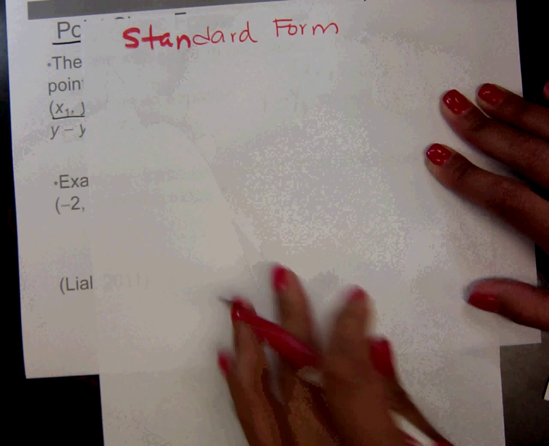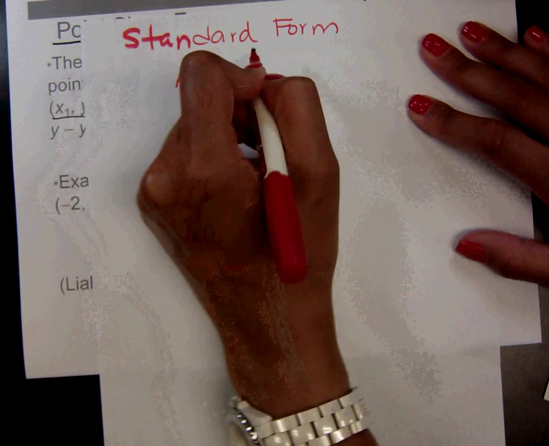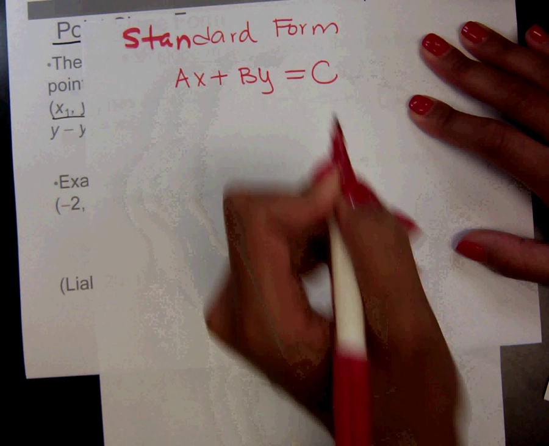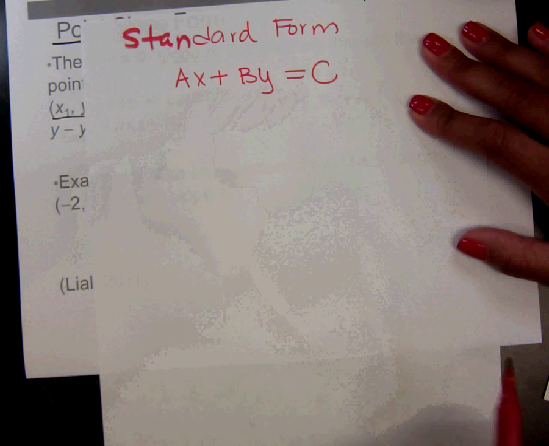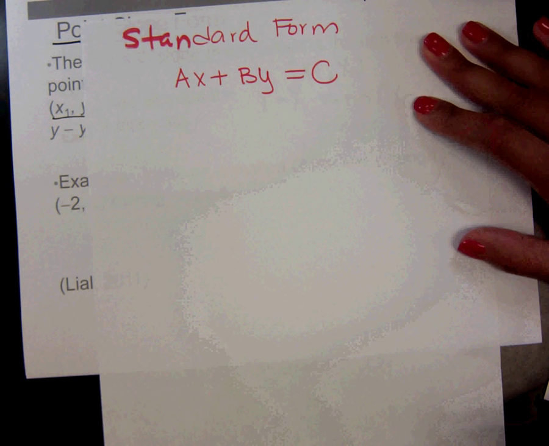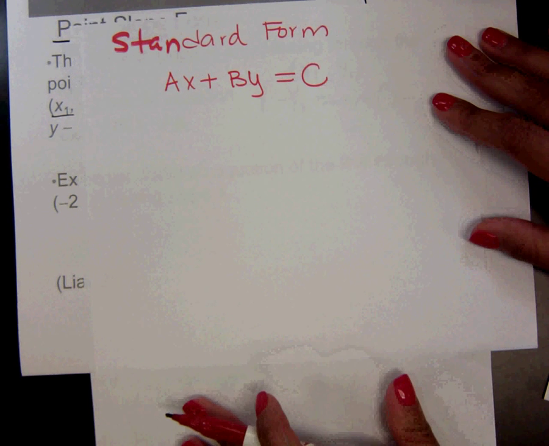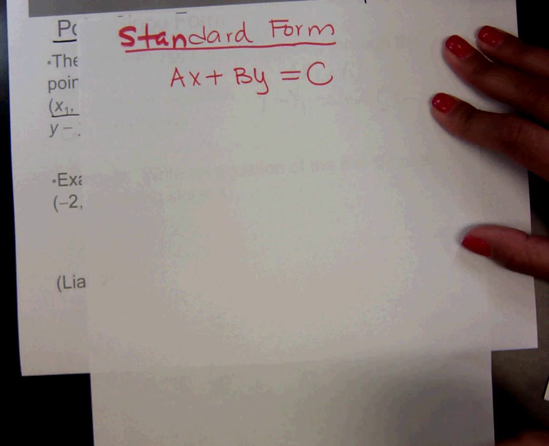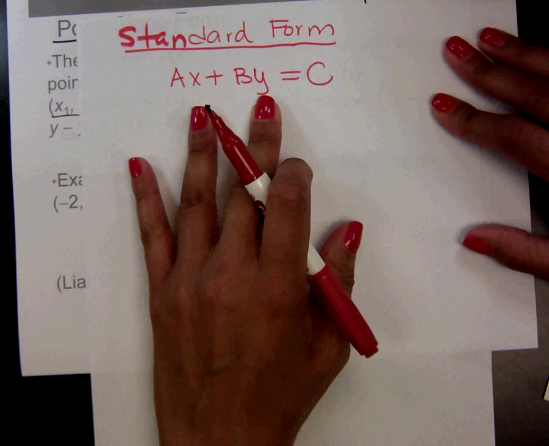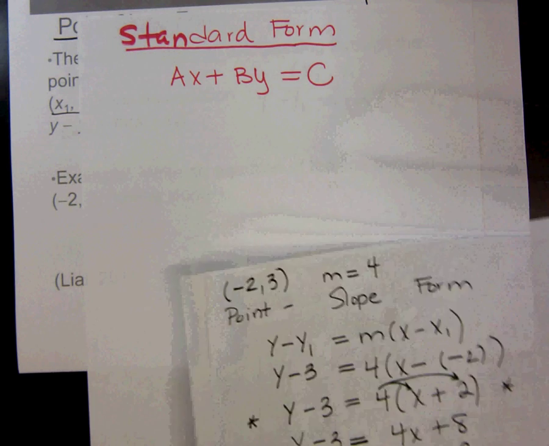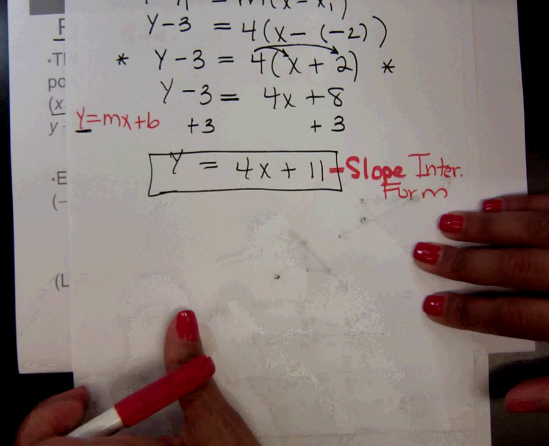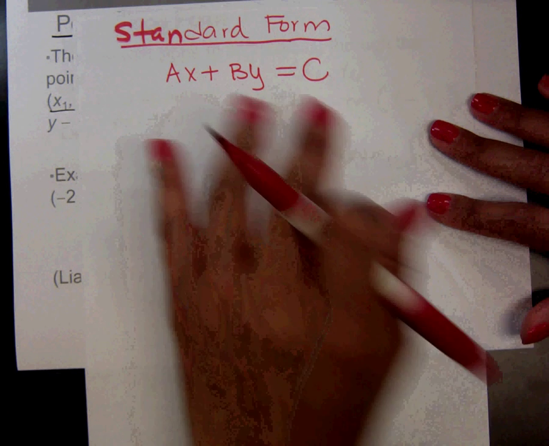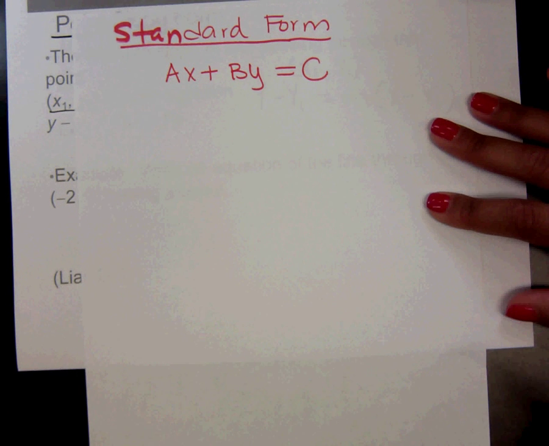For standard form, JJ is right in the sense that we do want the variables x and y to be on the same side. Okay? And so standard form of a linear equation is ax plus by equals c, where a, b, and c are real numbers. So if we want to write a linear equation in standard form, we want x and y to be on the same side. Okay? So this equation is not in standard form, it's in slope-intercept form. The slope is 4 and the y-intercept is 11. But if we were to write it in standard form, we would want the x and y's on the same side.